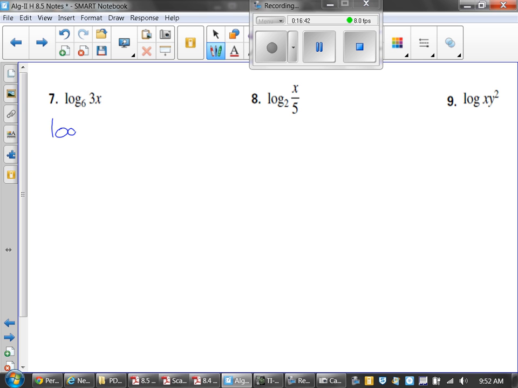It's just log base 6 of 3 plus log base 6 of x. And that's all you have to do. That's it. Okay, cool. Again, the reason why we're doing this is going to get us to the precursor of what we're doing tomorrow when we solve the equations. Because that'll allow us to be able to get x by itself by taking logarithms and moving stuff around.